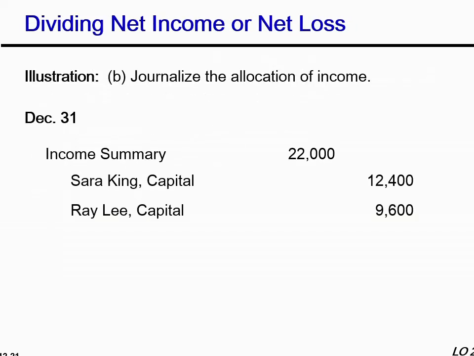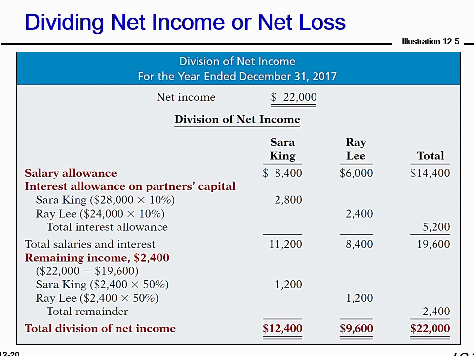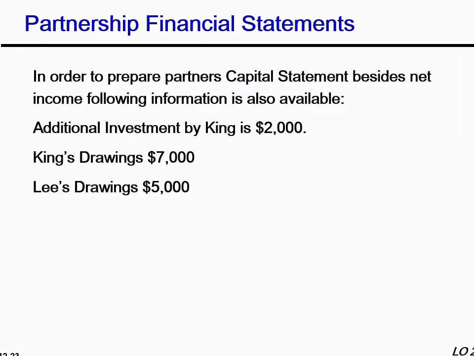Let me show you the journal entry we have discussed. If you remember, this is the distribution of the net income of 22,000 to Sarah and Ray. They both share, and we prepare the schedule of distribution of the net income. So I'm going to take the same example of Sarah and Ray, and show you how the parts of the financial statements look for them. Firstly, I will start with the preparation of the partners' capital account.